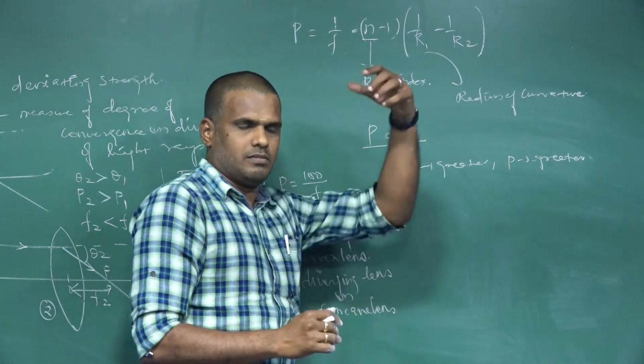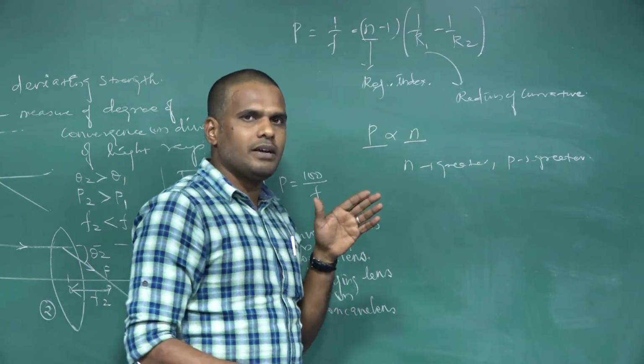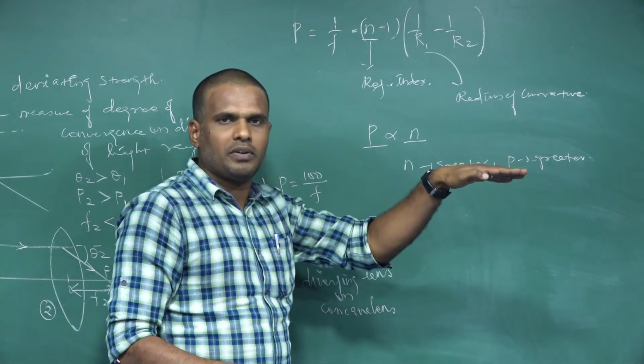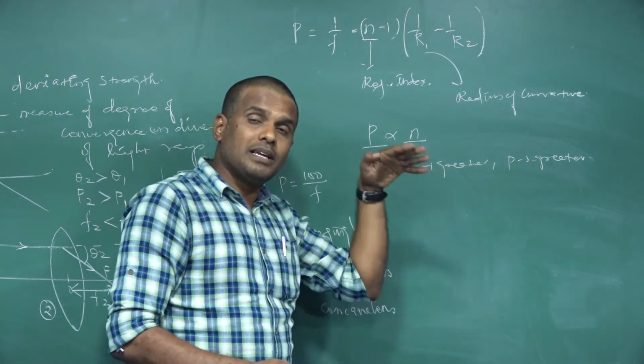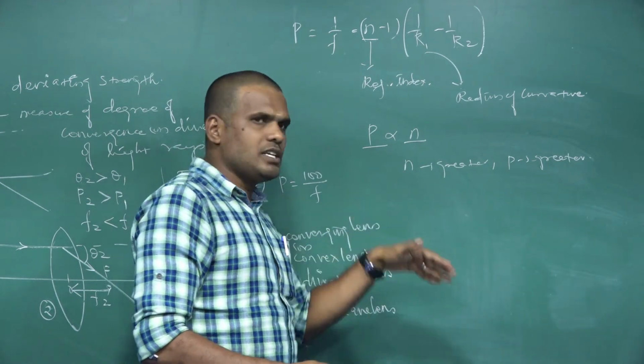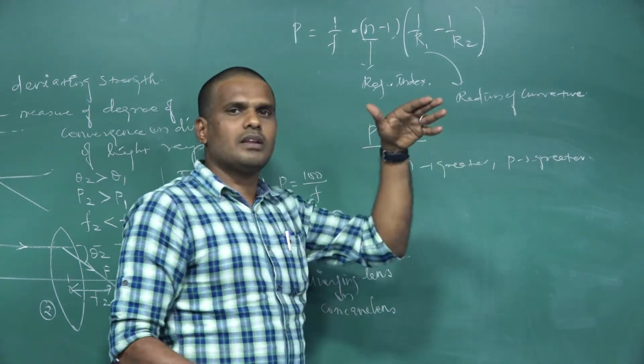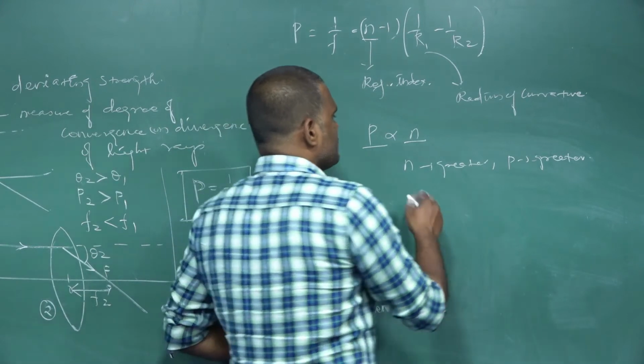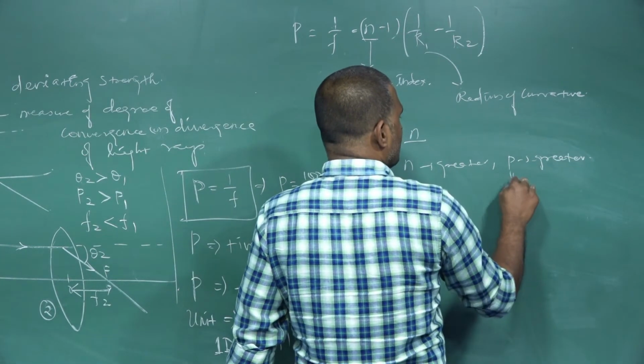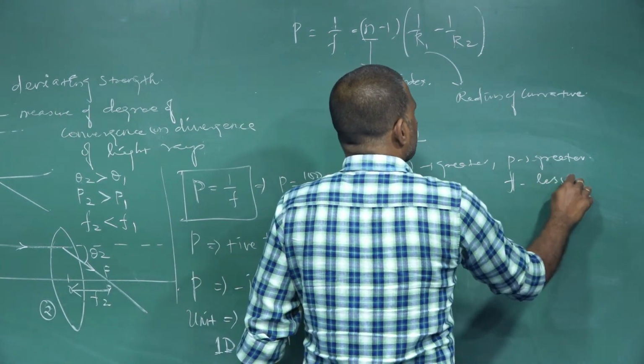If it is more dense, then we can say when light radiation is made to pass through that particular lens, the deviation produced by that lens will be more. If deviation produced by the lens is more, power of the lens is more, focal length will be less. So if n is greater, P is greater, F will be lesser.